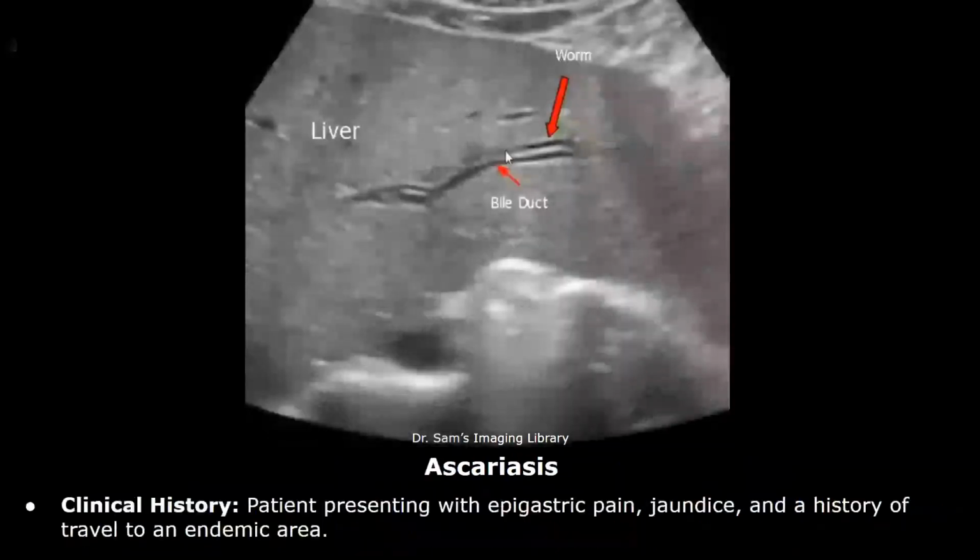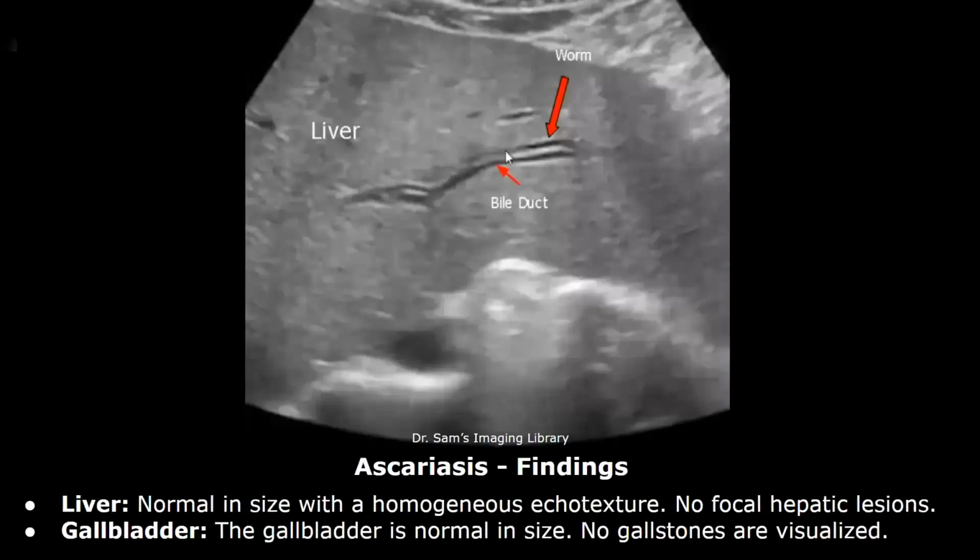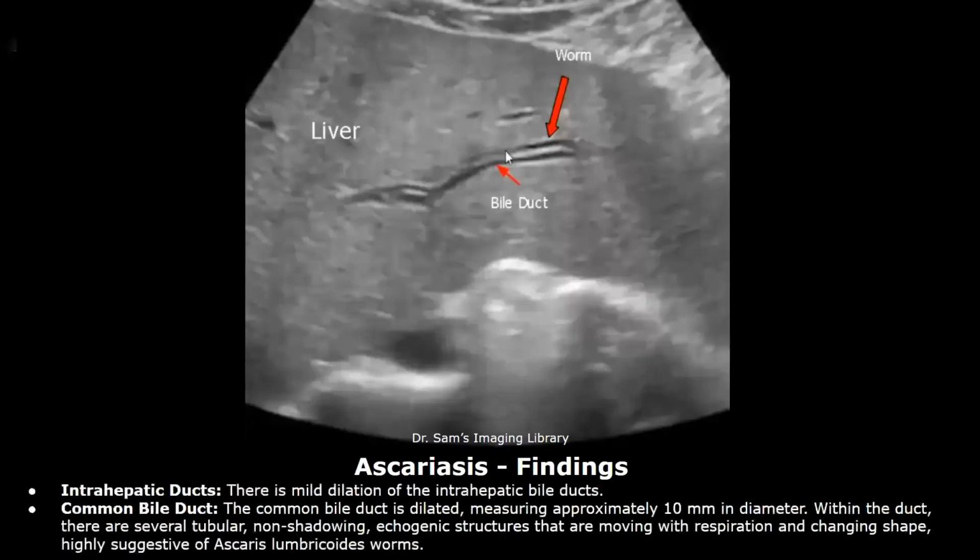This report is of ascariasis. Clinical history: patient presenting with epigastric pain, jaundice, and a history of travel to an endemic area. These are the findings. The liver and gallbladder are normal. There is mild dilation of the intrahepatic bile ducts.